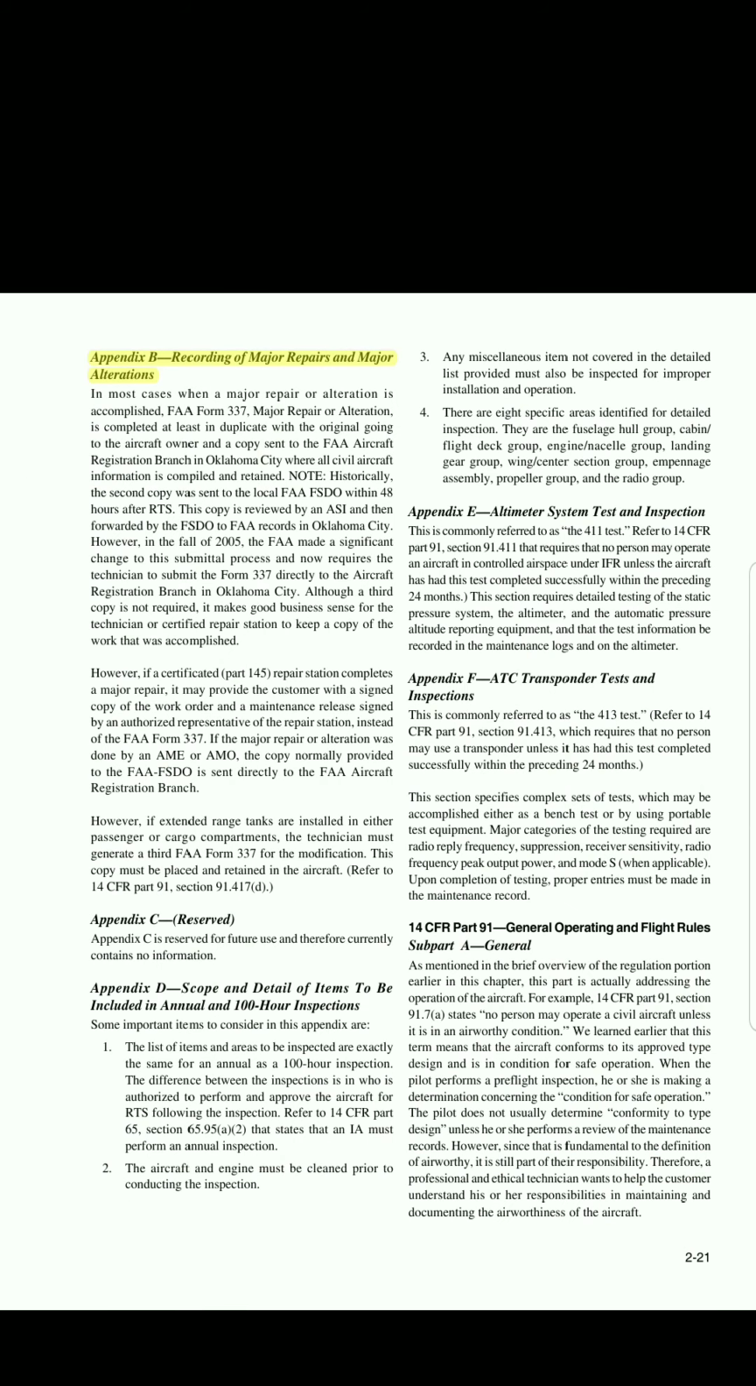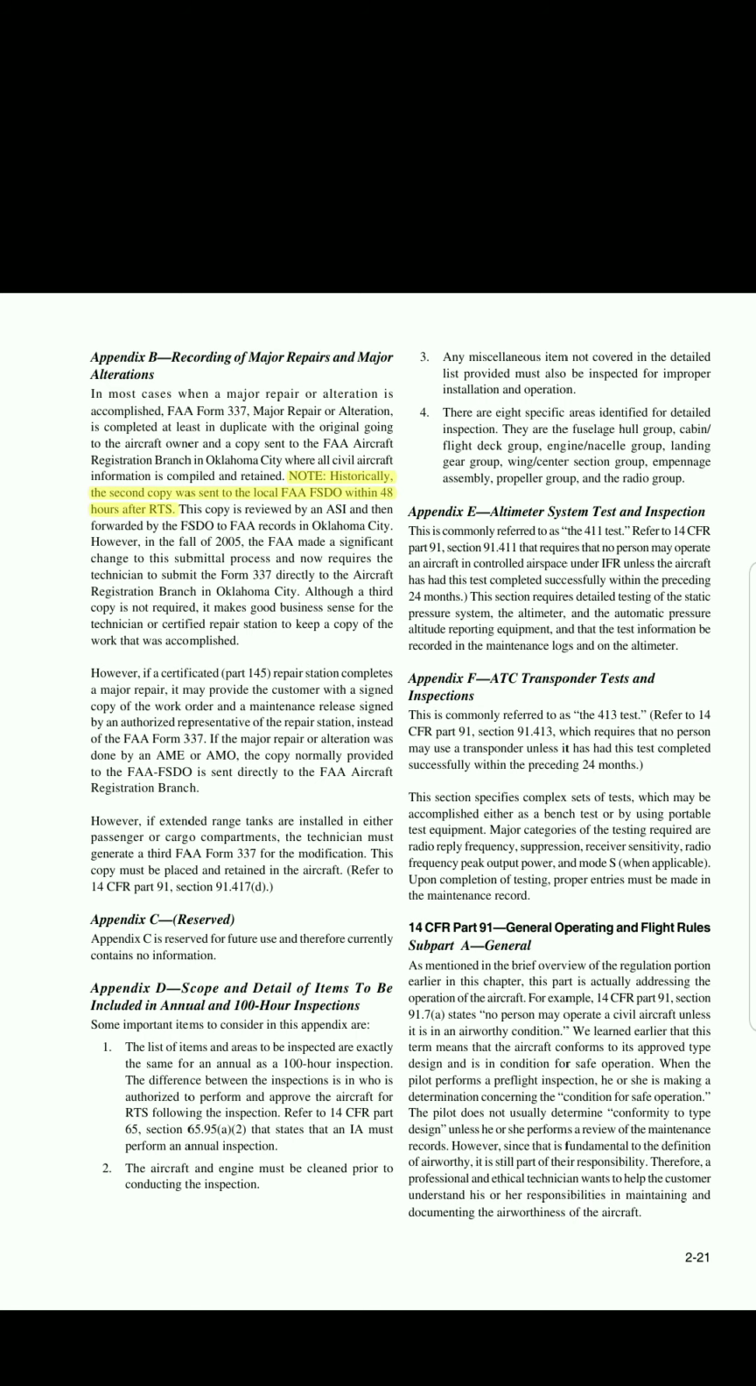Appendix B, Recording of Major Repairs and Major Alterations. In most cases when a major repair or alteration is accomplished, FAA Form 337, Major Repair or Alteration, is completed at least in duplicate, with the original going to the aircraft owner and a copy sent to the FAA Aircraft Registration Branch in Oklahoma City, where all civil aircraft information is compiled and retained.